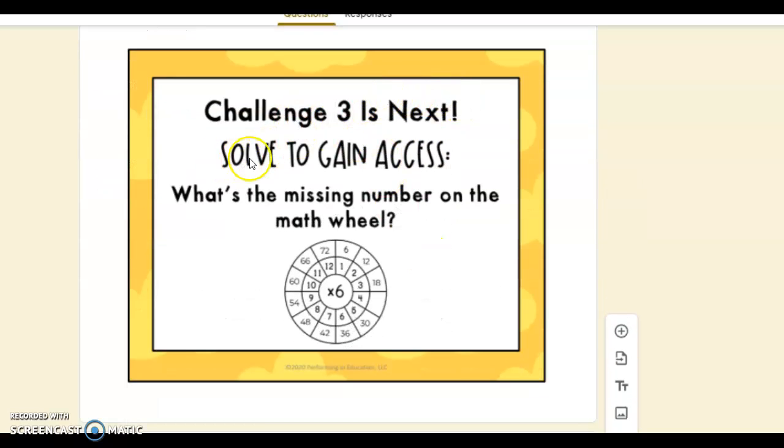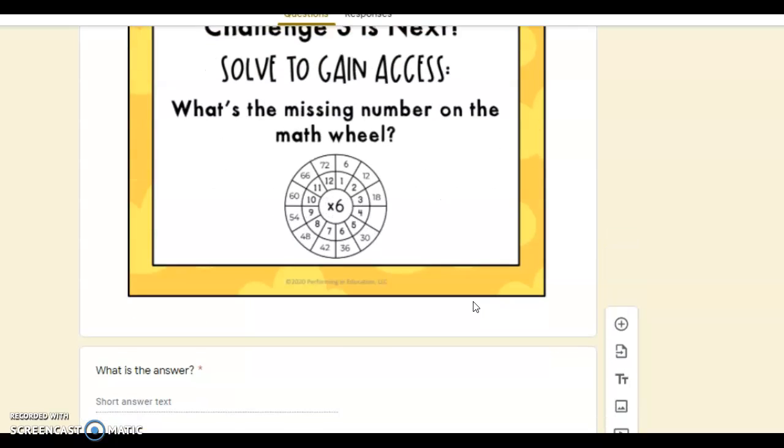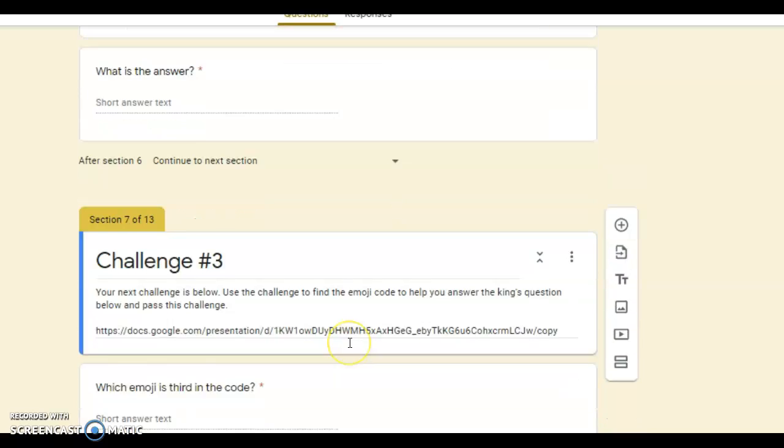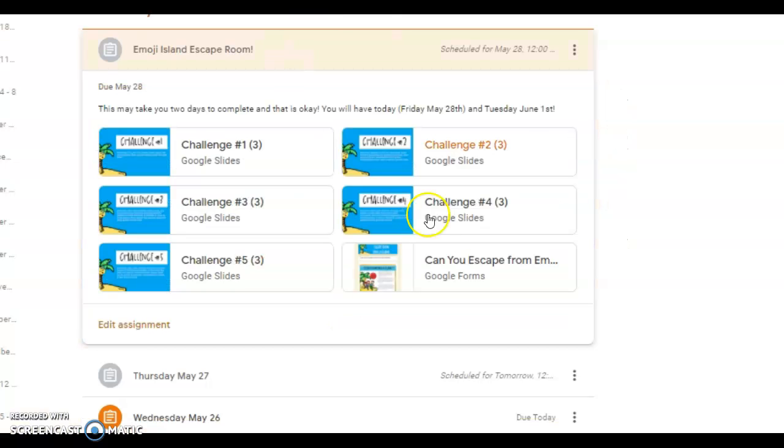Challenge 3 is next. You're going to solve this to gain access. Okay? This is 6 times 1, 6 times 2, 6 times 3. You're figuring out what 6 times 4 is. 6 times 5, 6 times 6, 6 times 7, 6 times 8, 6 times 9, 10, 11, and 12. You're figuring out what 6 times 4 is. You type your answer, and it takes you to challenge number 3.